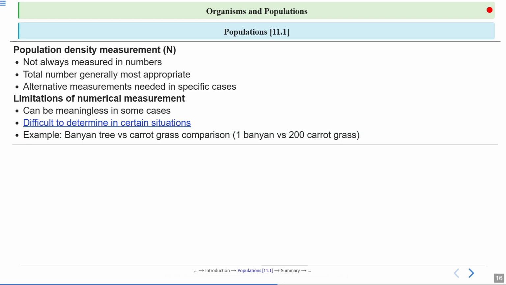For example, a banyan tree versus carrot grass comparison. One banyan versus 200 carrot grass. You might have one banyan tree and 200 carrot grass, but the ecological impact of the banyan tree could be far greater than 200 carrot grass. Clear? That's why numerical measurements cannot be used all the time.